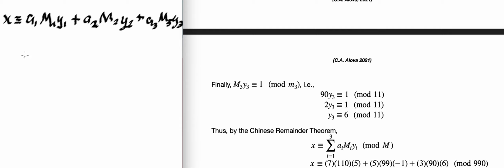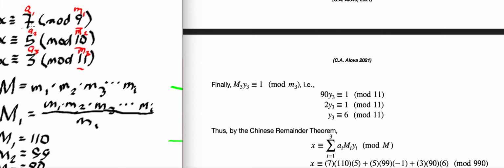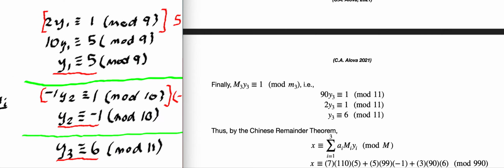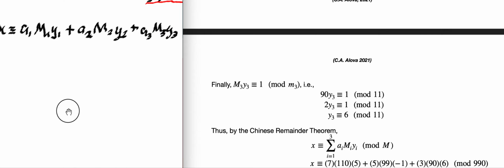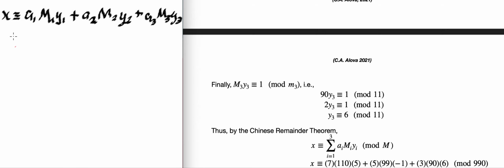Now, what are those values here? Recall a sub 1. What is a sub 1? A sub 1 is 7. Big M sub 1 is 110. And y sub 1 is 5. So hence what we will have here is congruent to 7 times 110 times 5.